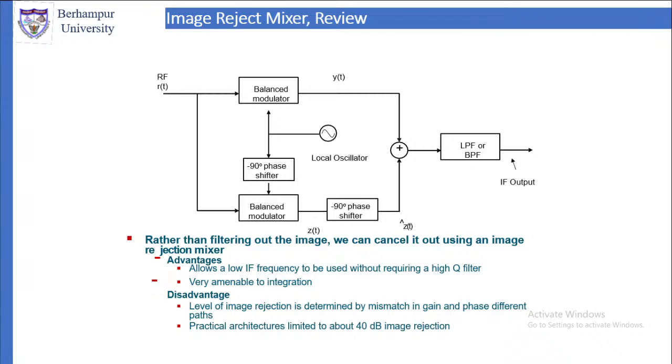So this is again the same circuit, Y(t), Z(t), then Z cap (t), then IF out. The advantage is it allows low IF frequency to be used without requiring a high Q filter. It is very amenable to integration. It is easy to integrate using this. Designing an integrated circuit is easy with this. The disadvantage is the level of image rejection is determined by the mismatch in gain and phase difference in the paths, and practical architectures are limited to about 40 dB image rejection.